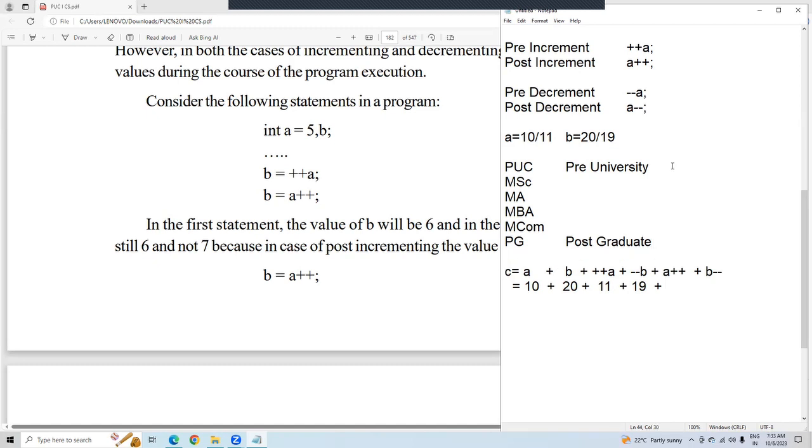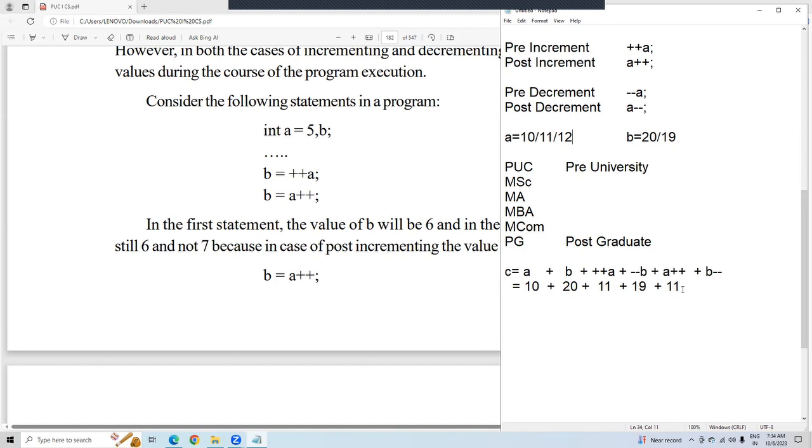In the same way here, post-increment means first substitute the present value of variable a into the equation and then increment it. What is the present value of a? 11. That you substitute here first. And then after substituting the present value of a, 11, now you increment it. Where should I use this incremented value? When the next occurrence of a comes in this equation, at that time you can use it.